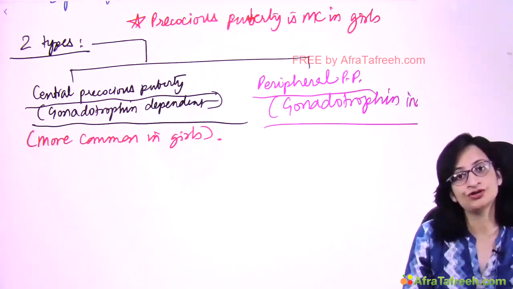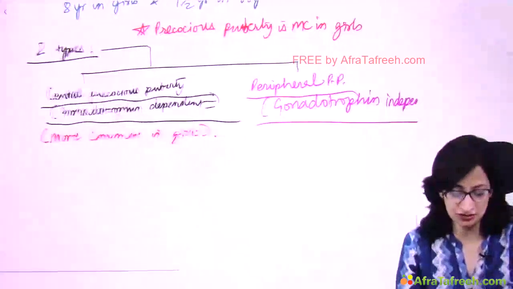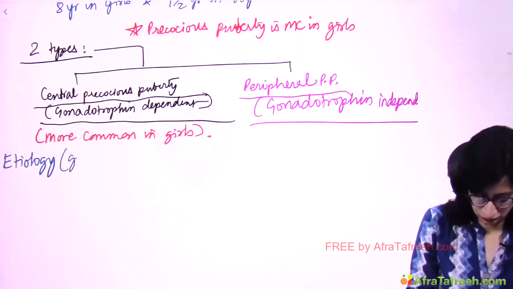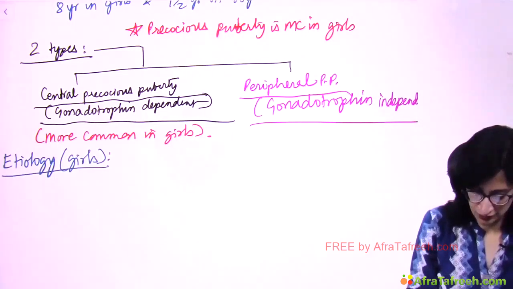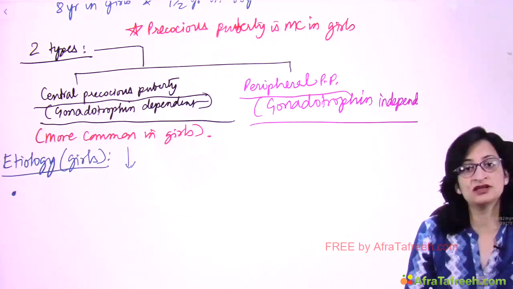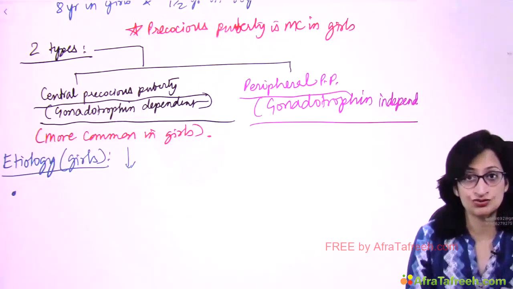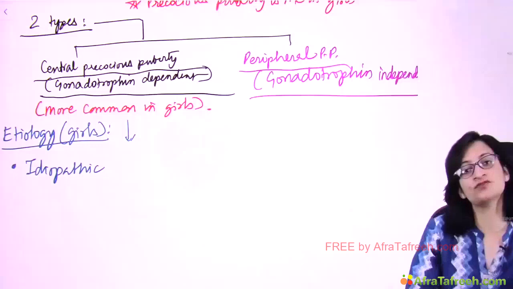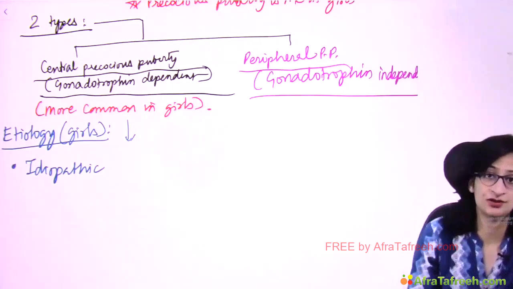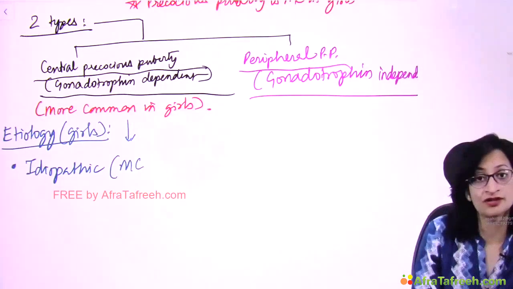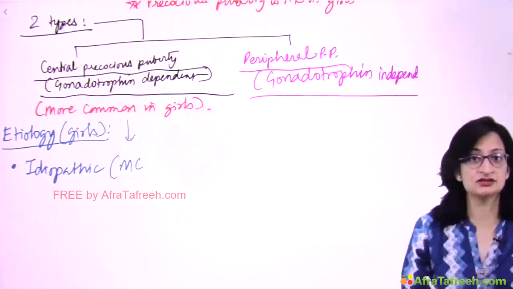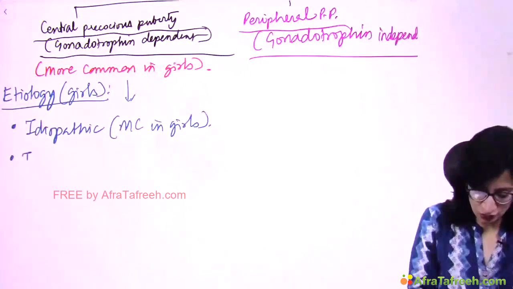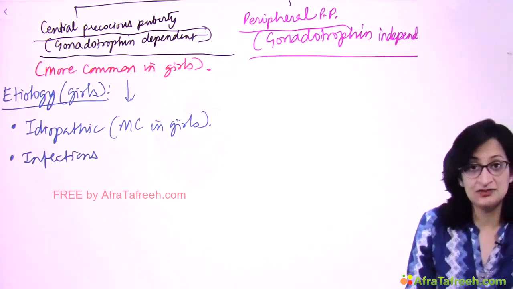Now coming to some important causes of precocious puberty in girls. It can be idiopathic, where you do not get any specific organic cause. 90% of cases of central precocious puberty in girls are idiopathic, while organic causes are more common in boys. Then it can be due to infections like TB and meningitis.